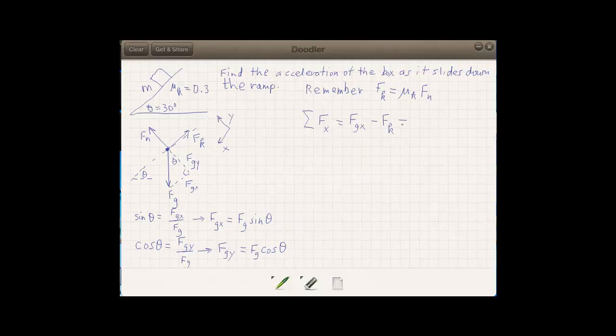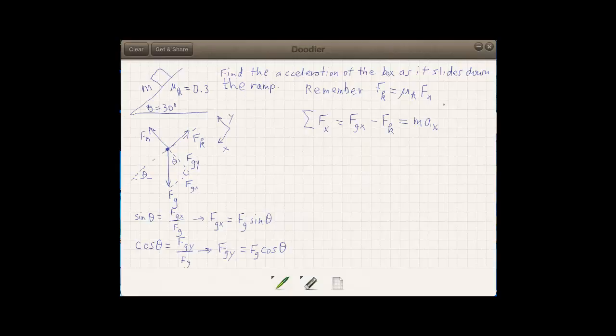And Newton's second law says add up all those forces, and what you get is the mass of the box times its acceleration along the x direction, its acceleration along the ramp. And that's what we're trying to solve for. We'll get to that in a minute. Can we do anything more with this? Sure we can, because we know Fgx is Fg sine theta.